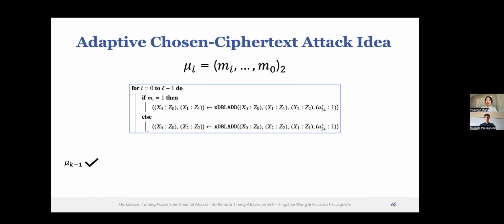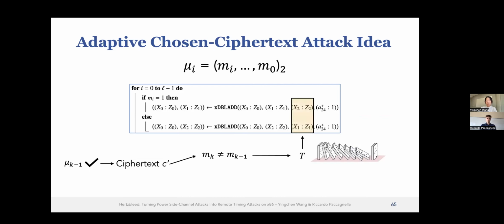Suppose the attacker knows the secret key up to bit k-1. It is possible to construct a ciphertext C' such that if the next unknown bit m_k does not equal m_{k-1}, the attacker can trigger a T as the third input into the xDBLADD function and create a domino effect on zeros. However, in the other case, such a T will be put into the xDBLADD function as the second input, so there's no domino effect on zero.